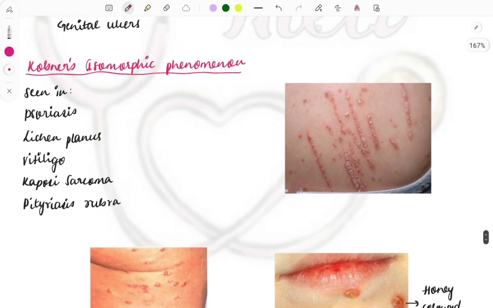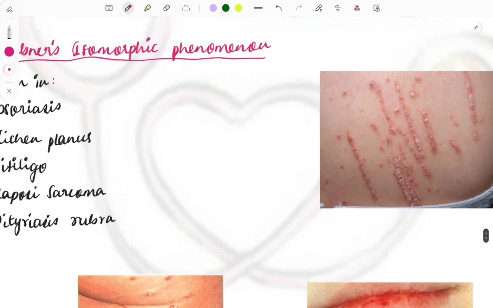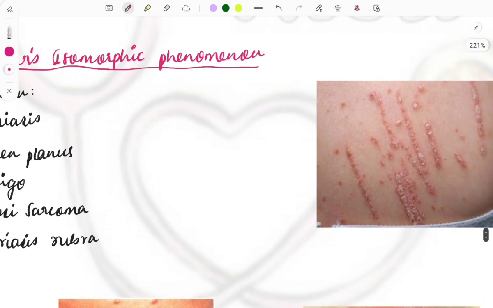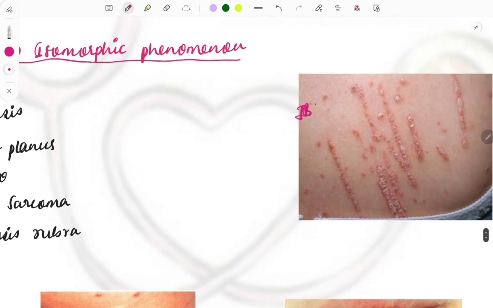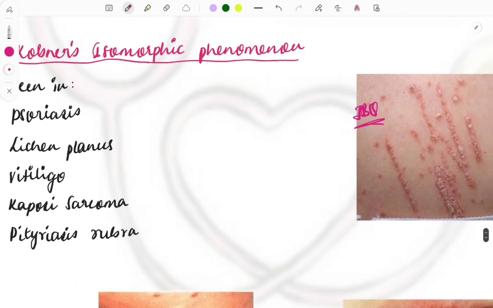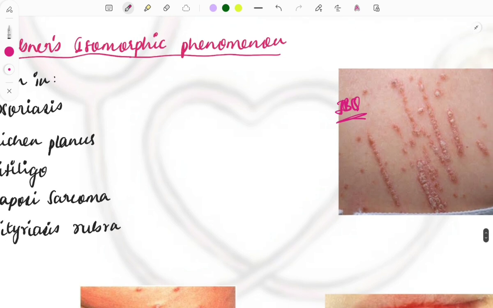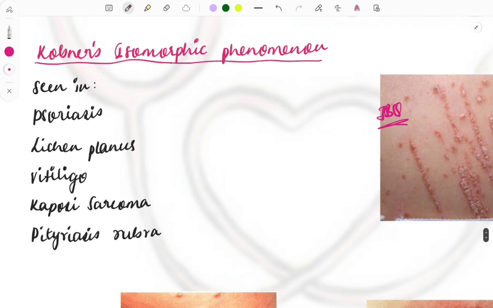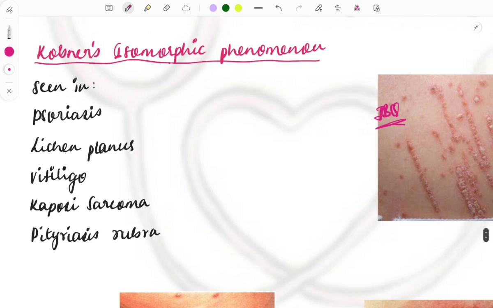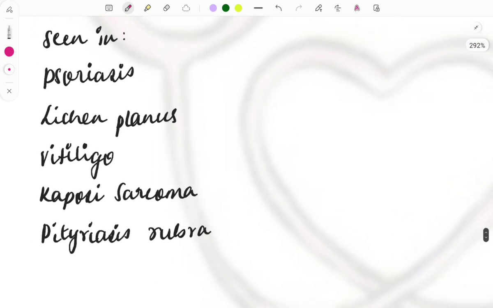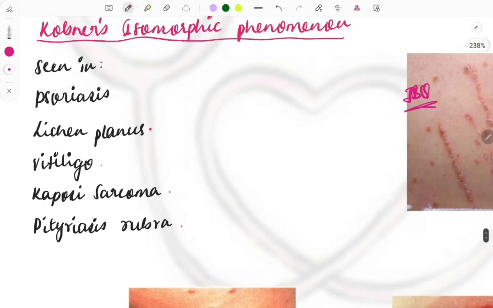Then moving on to another important feature, that is the Koebner's isomorphic phenomenon. So this is the image-based question which was asked. They had given this image and they had asked which phenomenon it is. It was the Koebner's phenomenon, but also a question can be asked like this phenomenon is seen with all of the following diseases except. So you need to remember the list of the diseases. So it is seen in psoriasis, lichen planus, vitiligo, Kaposi's sarcoma, and pityriasis rubra. And this is also quite an important feature.